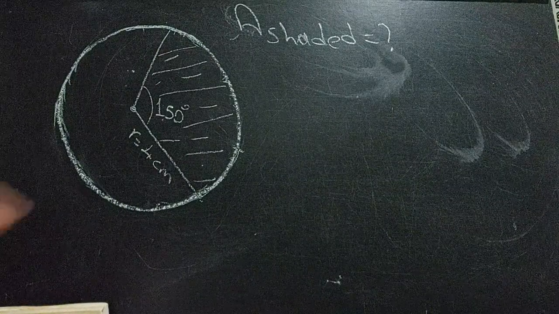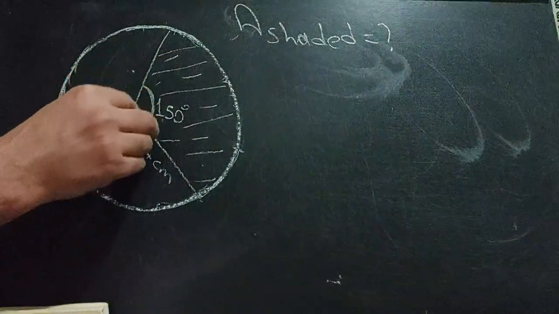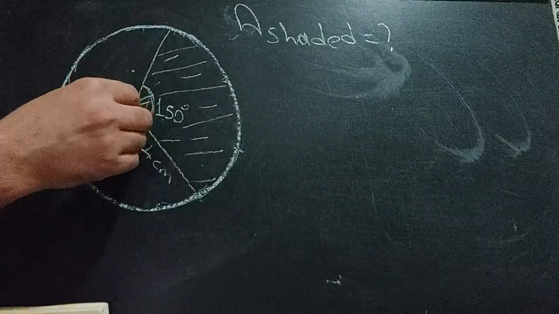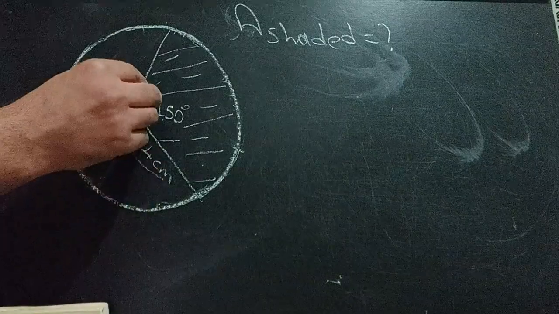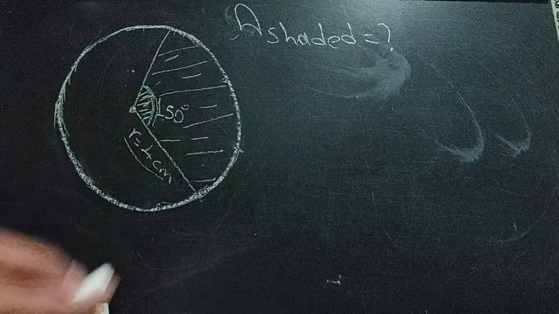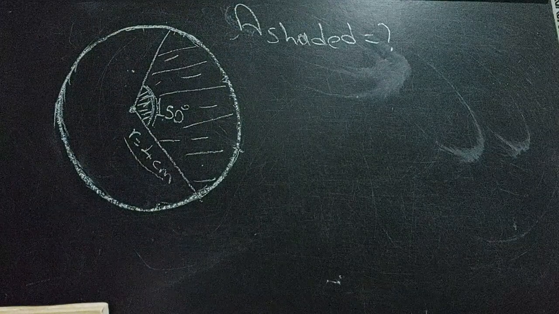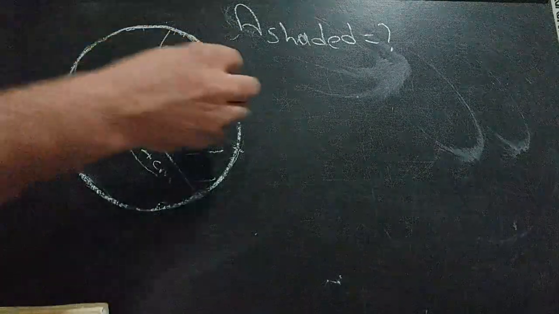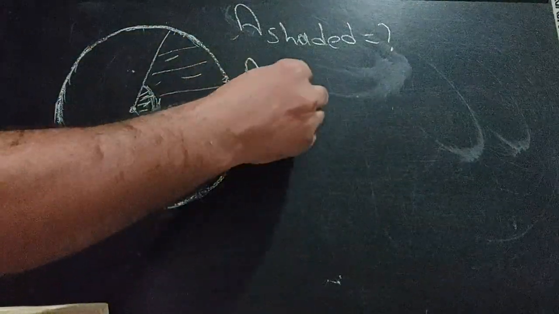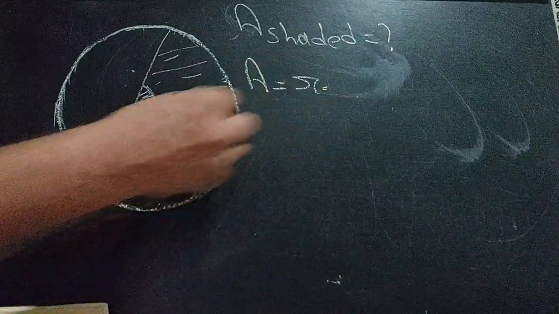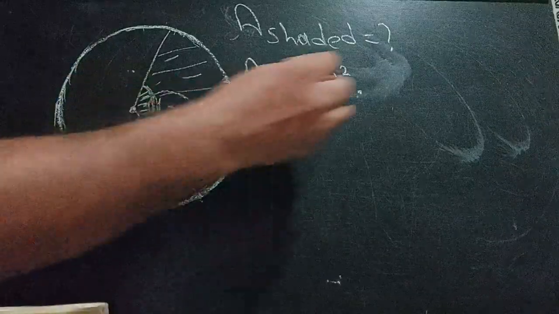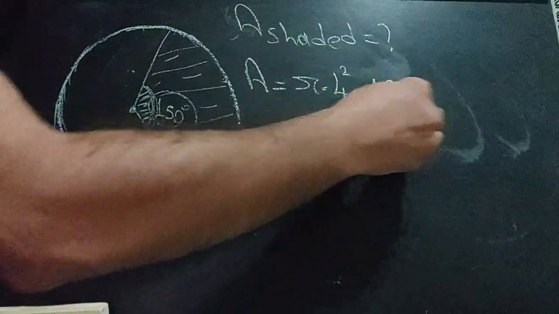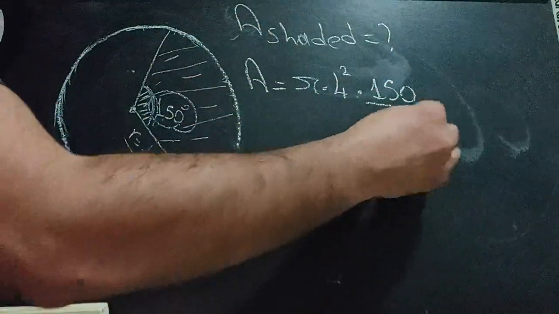Another question with angle to understand this part better. So the radius is 4 centimeters, my angle is 150 degrees, and we want the area of the shaded region. So again, area equals pi r squared, which is 4 squared, times this angle over a full revolution all around the circle, which is 360.